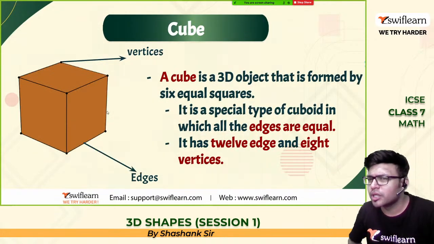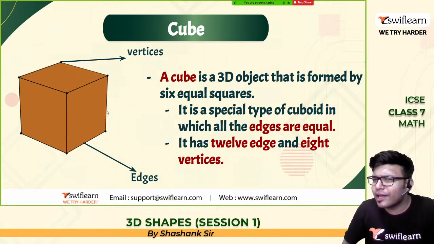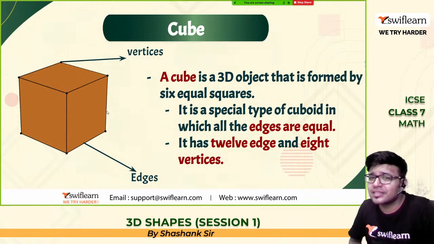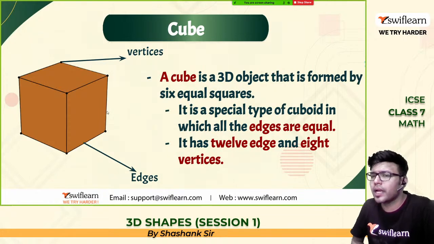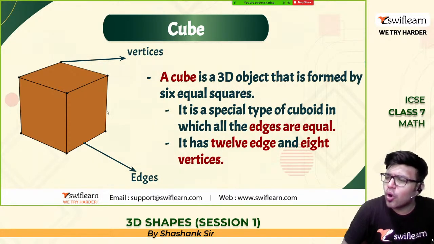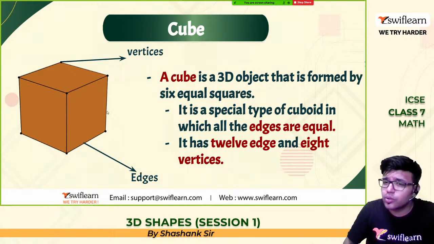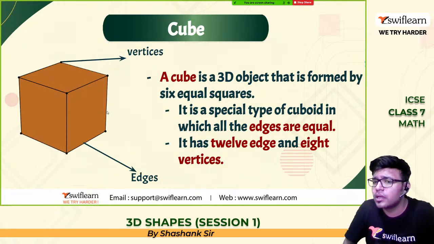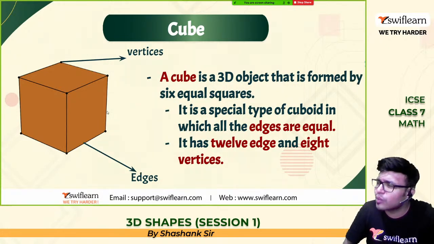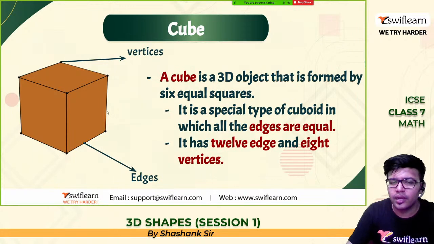Same with the cube. A cube is a 3D object that is formed by 6 equal squares. Okay, so it has faces, all equal faces. The dimensions of all the faces are equal. So it is a special type of cuboid in which all edges are equal. It has 12 edges, 8 vertices, same as cuboid.